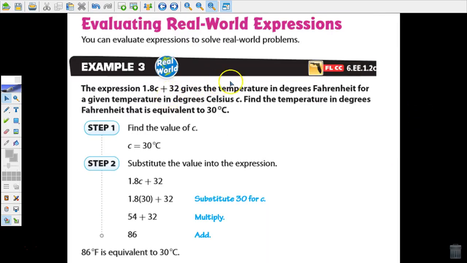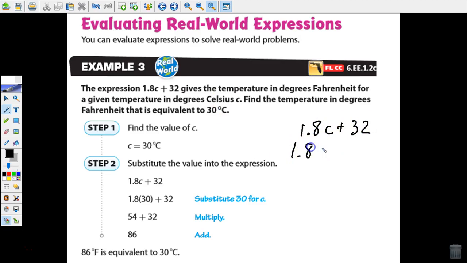All right. Evaluating real-world expressions. You can evaluate expressions to solve real-world problems. Example 3. The expression 1.8C plus 32 gives the temperature in degrees Fahrenheit for a given temperature in degrees Celsius, C. Find the temperature in degrees Fahrenheit that is equivalent to 30 degrees Celsius. So if they give us the degrees Celsius, we plug that in for C. They work it out. So I rewrite my expression. Okay? And then they're saying it's 30 degrees Celsius, which stands for C.